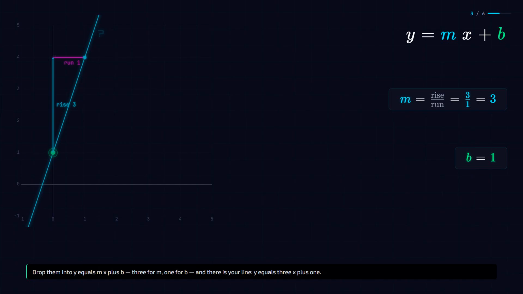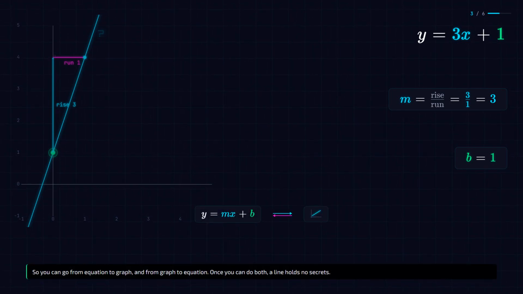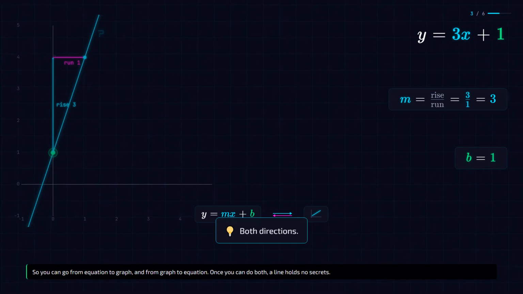Drop them into y equals mx plus b. 3 for m, 1 for b, and there is your line, y equals 3x plus 1. So you can go from equation to graph, and from graph to equation. Once you can do both, a line holds no secrets.